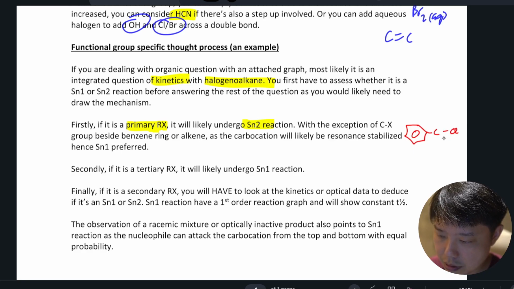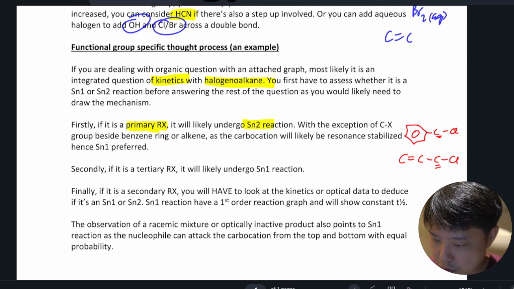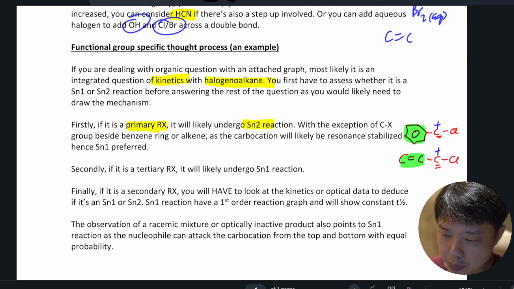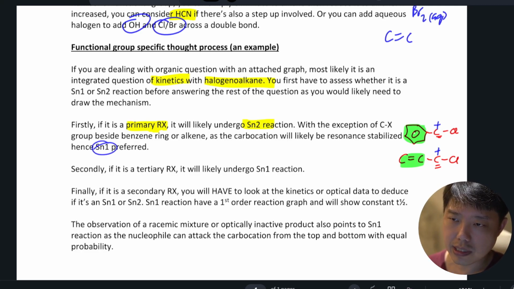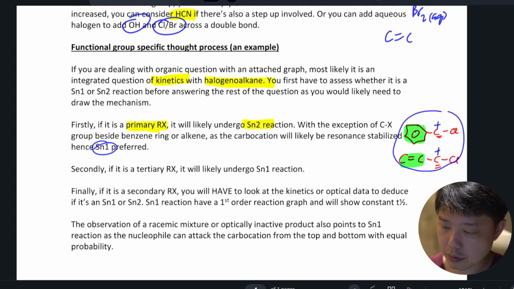your Cl is just beside the carbon which is bonded directly to the benzene ring, or the carbon which is directly bonded to alkenes. Whether it is a benzene ring or alkenes, you need to consider that the carbocation that can be formed will be resonance stabilized. So this will cause it to be SN1 preferred. In fact, a lot of times in exams, we are going to set questions with these kinds of structures, so as to check whether you understood. Even though it's a primary RX, it will undergo SN1.